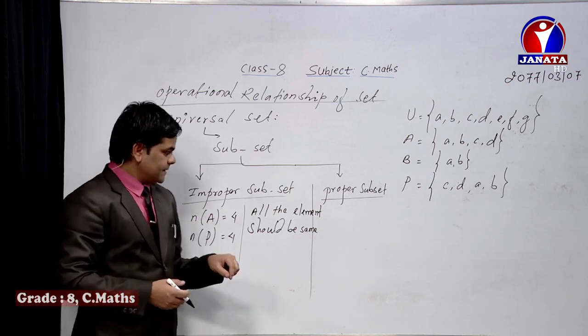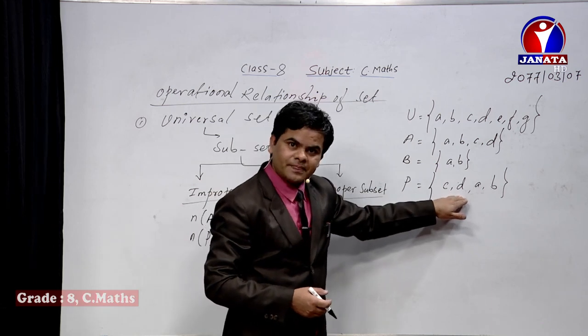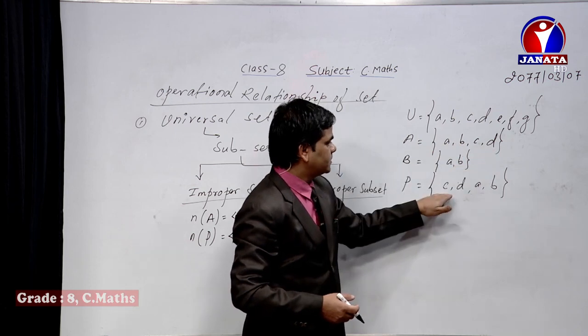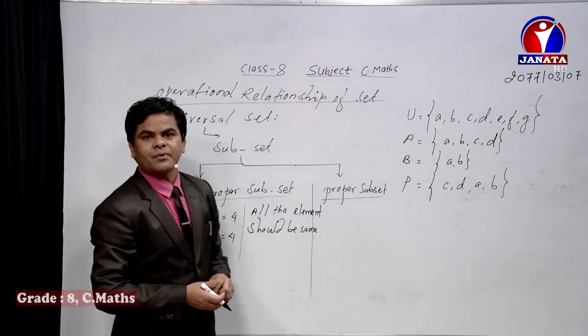Once again, dear students, the elements should be the same although the position may differ, and then cardinally, while counting, the members should also be equal to be an improper subset.